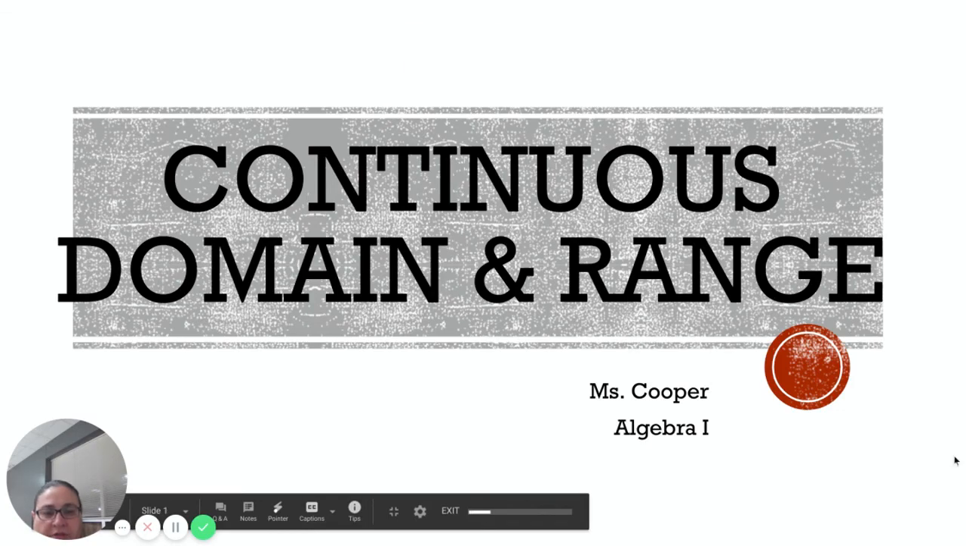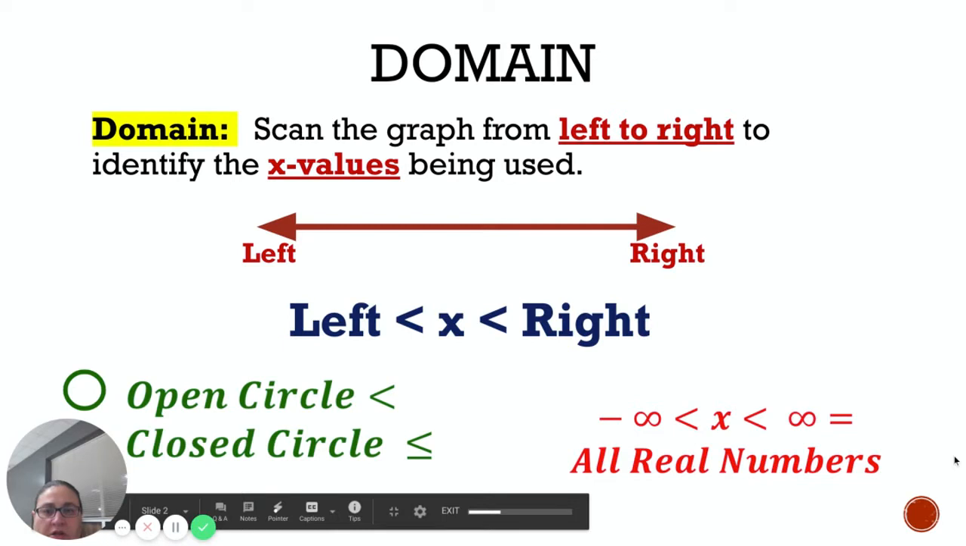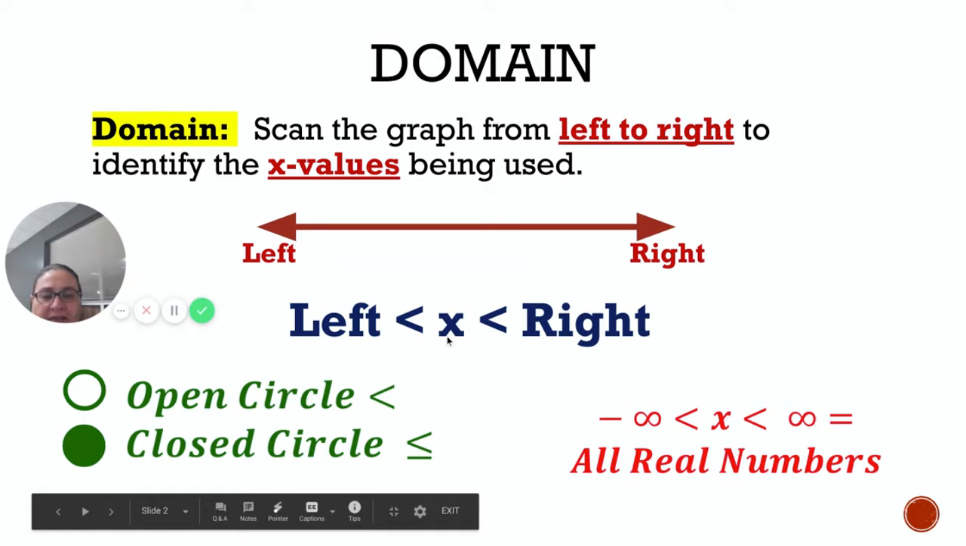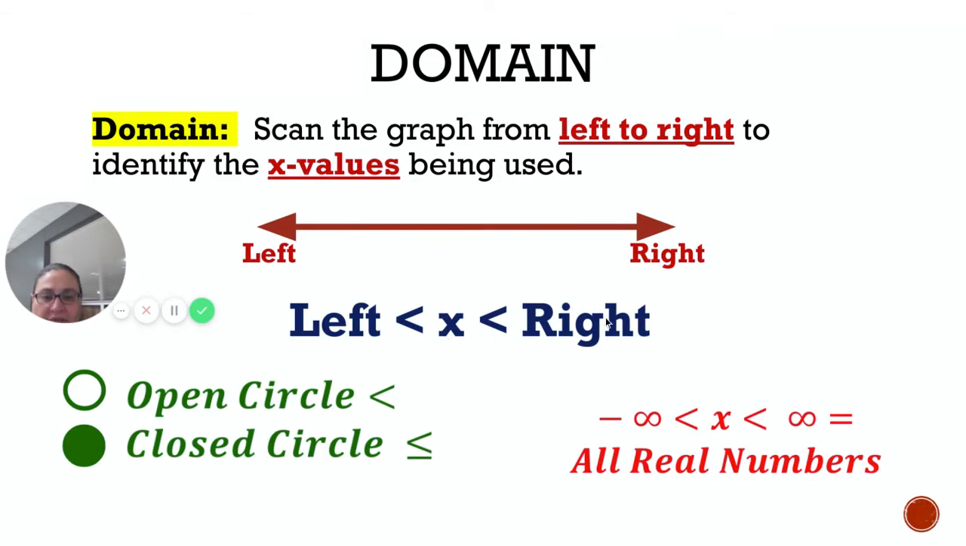Continuous domain and range. Domain: you always scan the graph from left to right to identify the x values being used. When you write your domain, you always write it the way that the blue is set up. Left number is less than x is less than the right number.